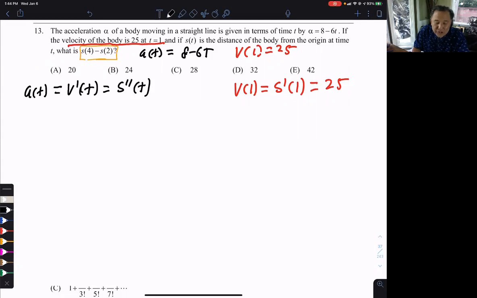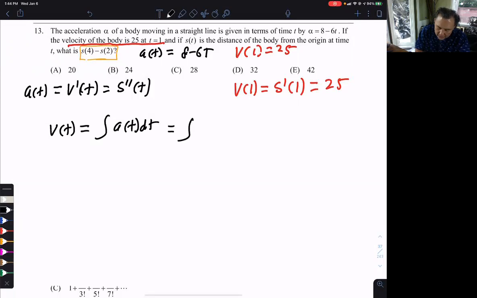So I have acceleration. From acceleration, I can find velocity. So the derivative of velocity is acceleration. Therefore, the antiderivative of acceleration is velocity. So velocity is the integral of the acceleration. All right, acceleration is 8 minus 6t.